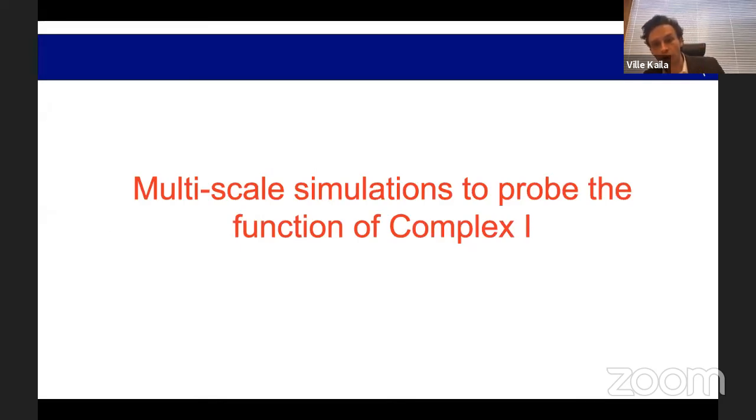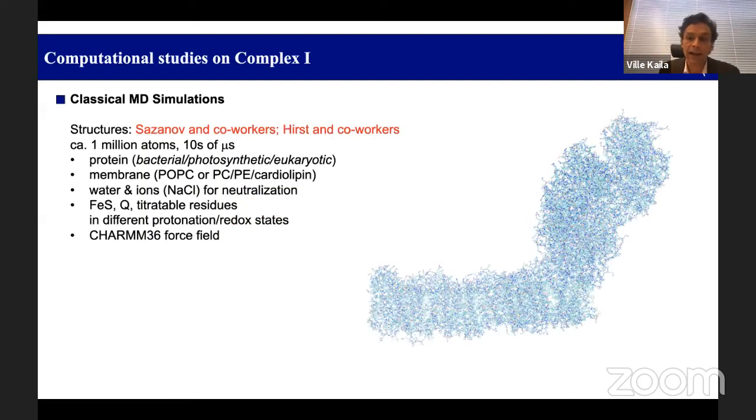Since this is a workshop, I thought it could be interesting for this community to have some thoughts on how to model such a complex system. Of course, similarly to any other MD or computational study, you need a structure. And we have worked with various types of complex I structures, from bacteria, eukaryotic, but also photosynthetic systems.